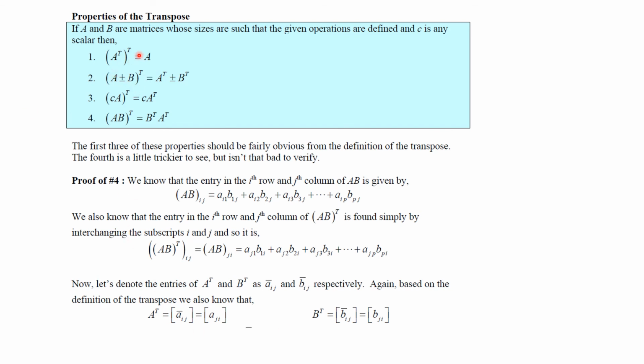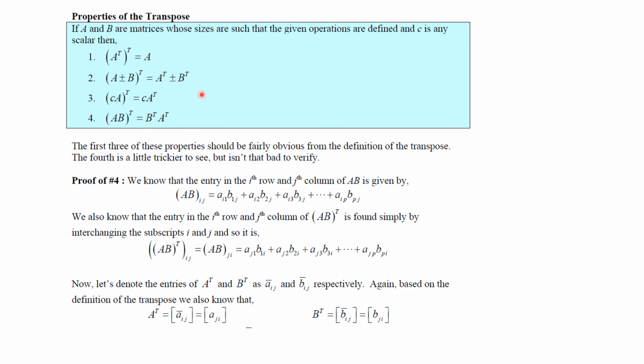If you take the transpose of the transpose, so here you switch rows and columns, and you switch rows and columns again, you get back to where you start. If I take the transpose of the sum or difference of two matrices, that's the same thing as the sum or difference of the transposes. If I take the transpose of the scalar multiplication, C times A, that really is just scalar multiplication C times the transpose. And then if I take the transpose of the product A times B, I get the transpose of B times the transpose of A.